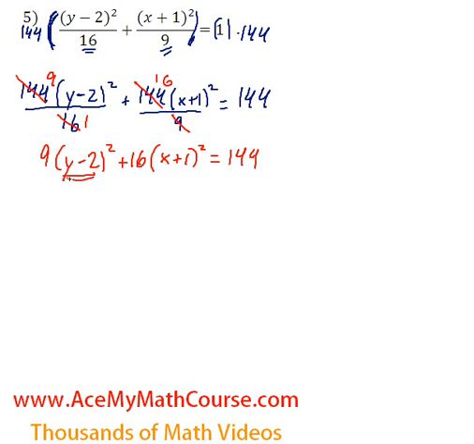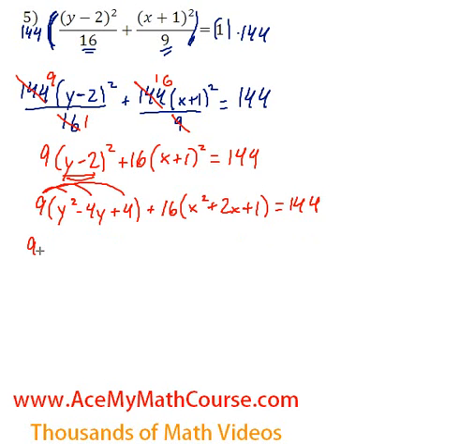Now we can just expand (y minus 2) squared. And (y minus 2) squared is just y squared minus 4y plus 4. I'll skip the intermediate step of expanding it, because I'm assuming that you're very comfortable with it. If not, please check out multiplying and distributing polynomials on our website. And (x plus 1) squared is just x squared plus 2x plus 1, all equal to 144. And now let's distribute the whole thing.